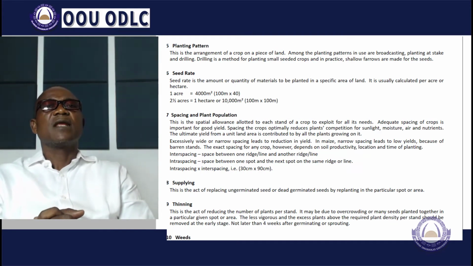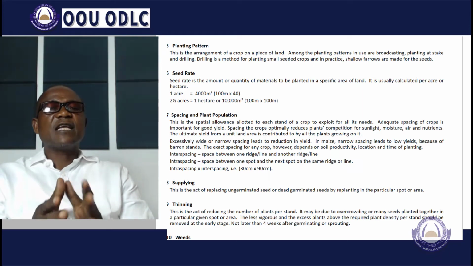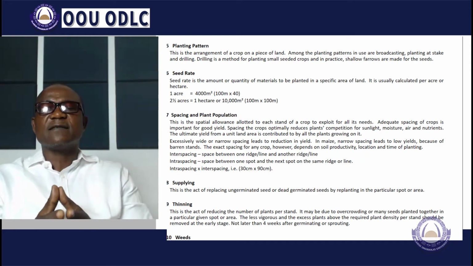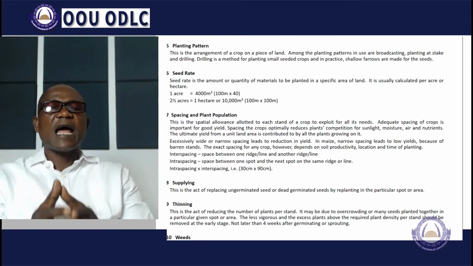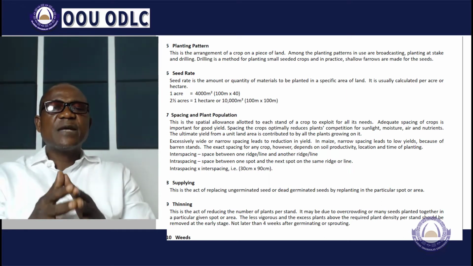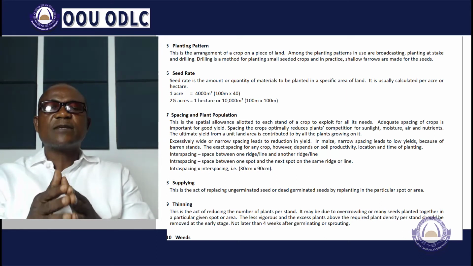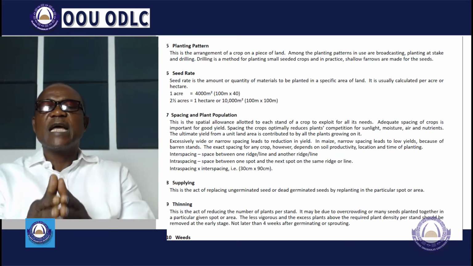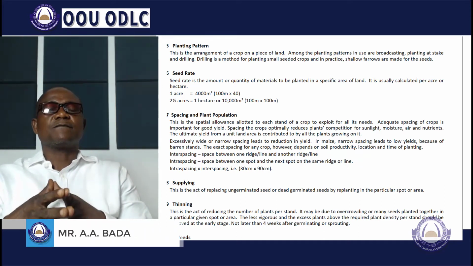Planting pattern. This involves the arrangement of a crop on a piece of land. Among the planting patterns in use are broadcasting, planting at stake, and drilling. Drilling is a method for planting small seeded crops, and in practice, shallow furrows are made for the seeds.